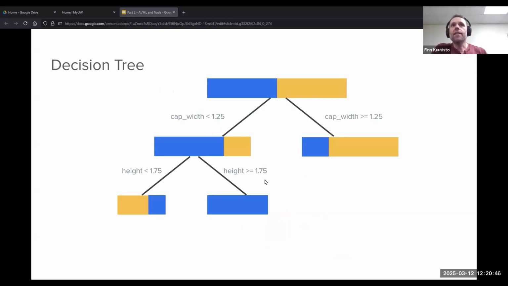Next, I can take one of those spaces and subdivide it once more. So now I might take that left space and divide it by height. Maybe I say, okay, height less than 1.75 go over here, height greater than 1.75 go over here.